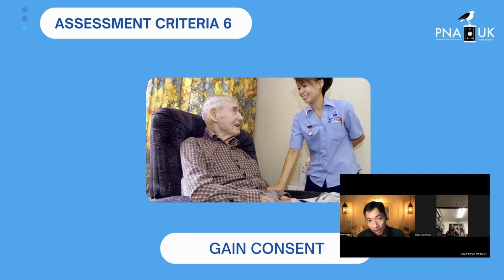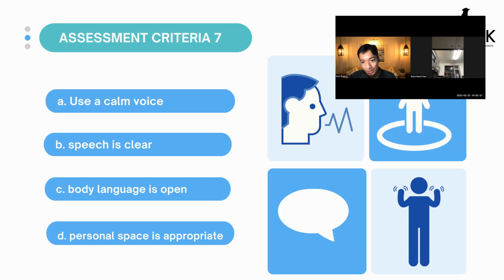Next is gain consent. So this one should be easy. Of course, it applies not just for assessment, but for all the stations, excluding stations with writing. Of course, you have to ask the patient if it's all right, or are you happy for me to proceed? Okay, so that is how you gain consent. Of course, you cannot proceed with any interventions or any actions if the patient doesn't consent to it. So this particular assessment criteria is not part of the old examination. This one is clearly written on the new test of competence.